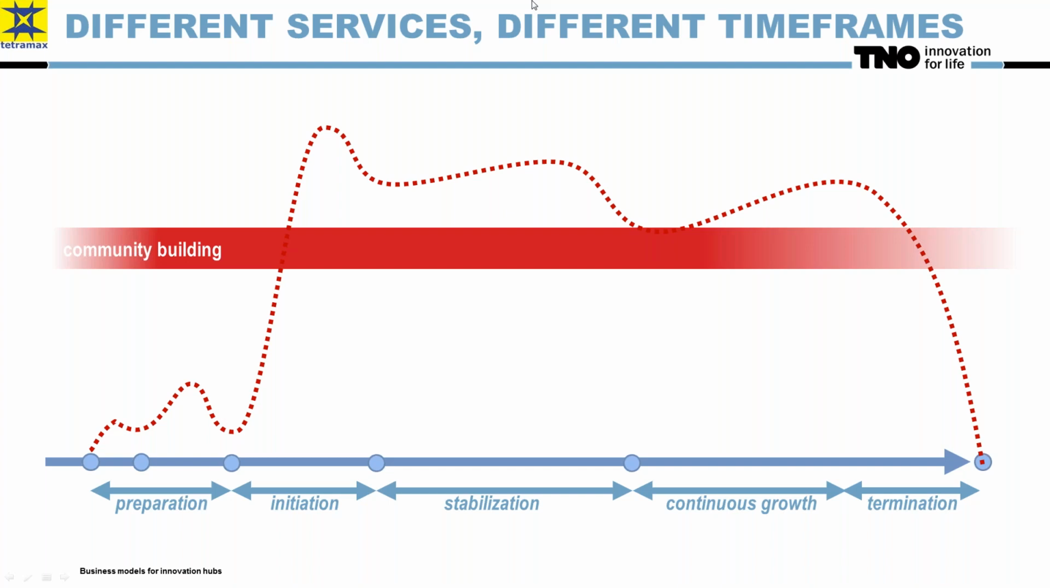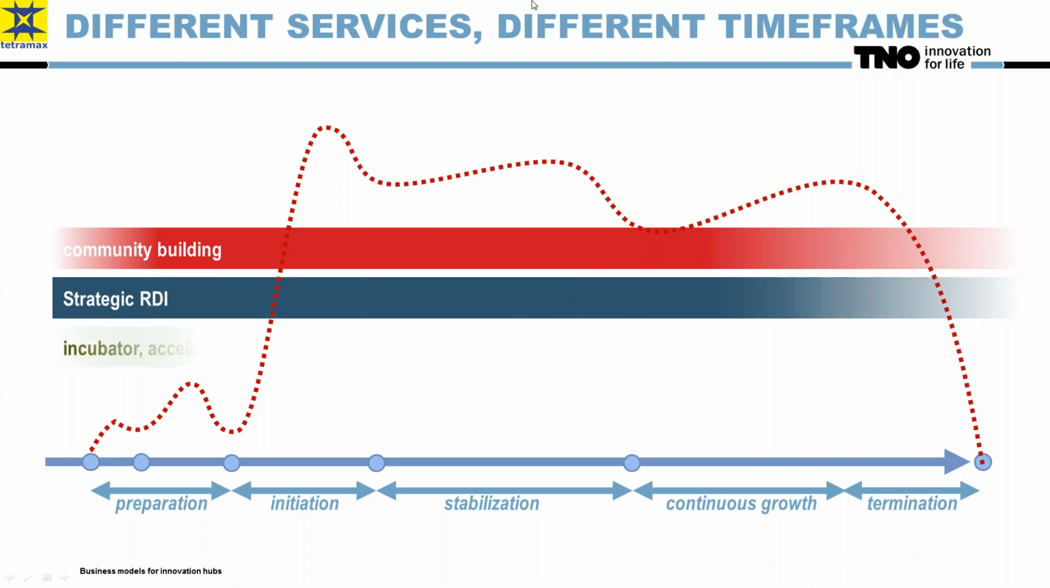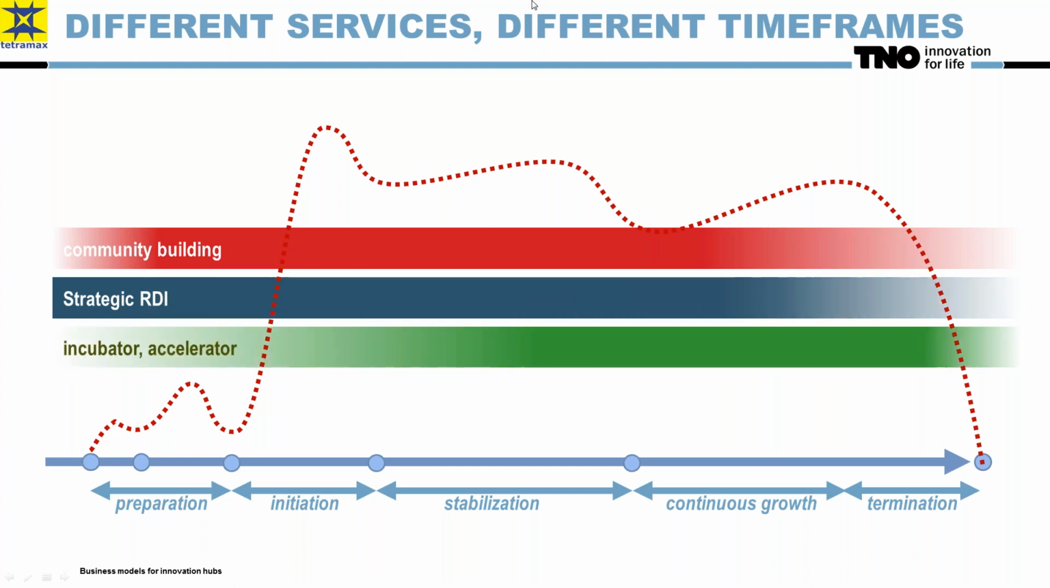The community building is very important to start as soon as possible. But if you look at the strategic RDI, it already is there. Very often a Digital Innovation Hub starts with a kind of portfolio of partners on strategic RDI activities. So you take that up and you further bring it to a later end. And of course, with the termination, the community building can stop early, and the strategic RDI also. But the incubator accelerator will grow continuously.